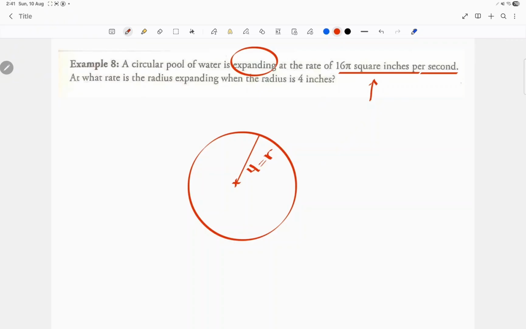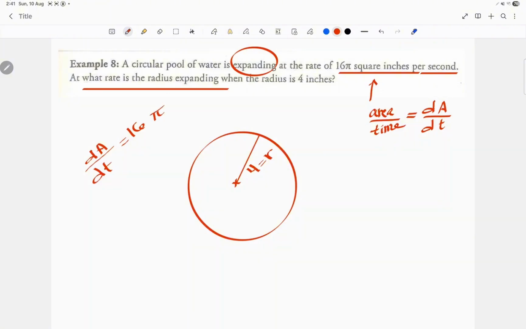Who knows what square inches per second is a unit of? Area over time. Because area is square inches and time is second. We essentially have here dA over dt, the change in the area over the change in time. So the change in the area over the change in time is equal to 16 pi. At what rate is the radius expanding? Which means dr over dt.